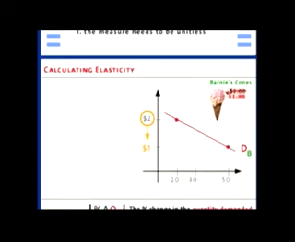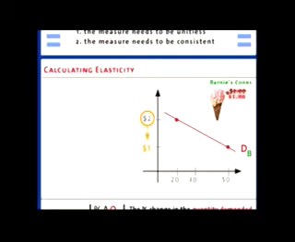Finally, the third thing to notice about this measure is that it is a unitless measure. When we calculate percentage changes, we get rid of the units. That is, it doesn't matter whether we're measuring the price in dollars or pennies. The percentage change will be the same in either case. Elasticity is a unitless measure of the responsiveness of quantity demanded to a change in price.